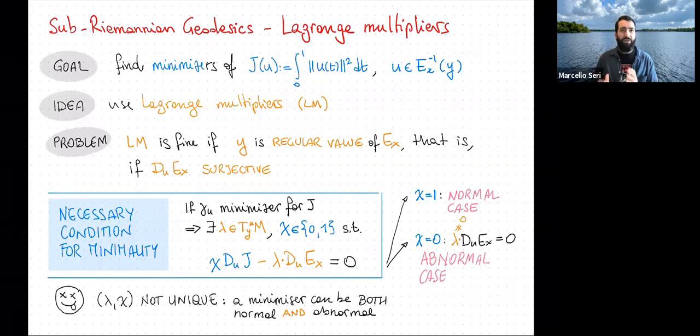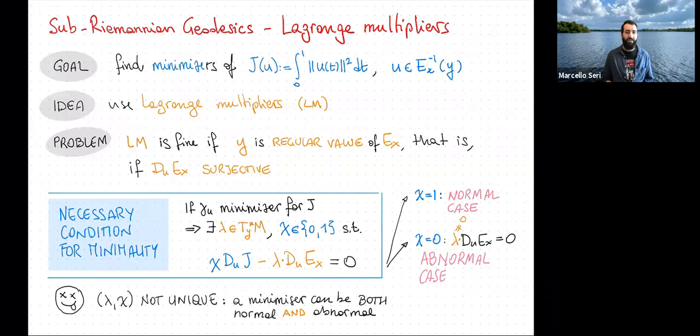And then you can do the standard thing. You have a Hamiltonian, you have a nice description for the geodesics. This is the normal case. But if this thing is not surjective, and this happens, then you can find non-zero lambdas such that lambda composed with the differential of Ex is 0. And this is what's called an abnormal case.